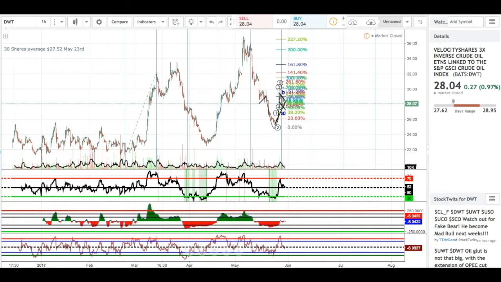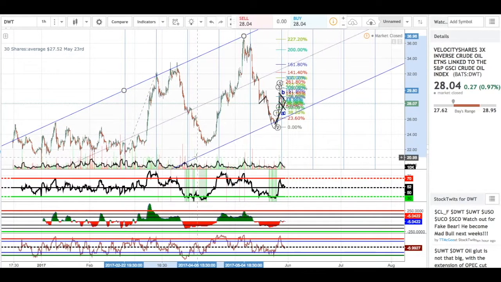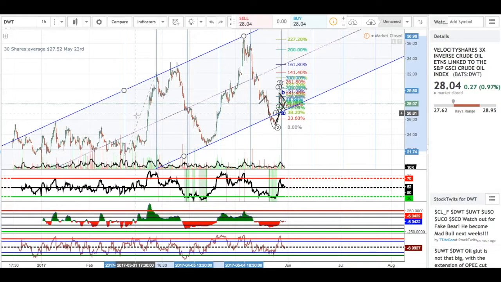And let's go ahead and start off with DWT. What can we see? First thing we want to do is identify a trend. So what's the trend here? You can see that it's in an obvious upwards channel. It's got momentum towards the upside.